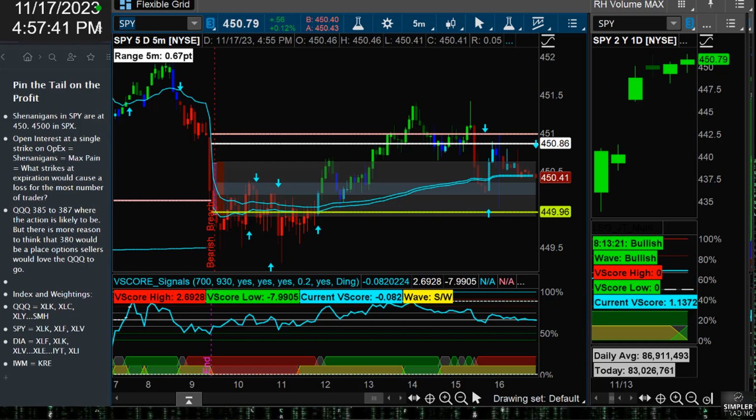But is 455 even in play? No, look at where the VWAP was. So if you're wondering, okay, Rog, we had the 450s, and way up here we had the 470s in terms of open interest liquidity. But look at my anchored volume weighted average price. It pretty much stayed in that 450 area all day long, and that's the pin the tail on the profit. Okay, I hope this helps.